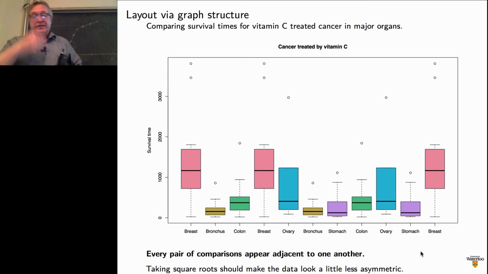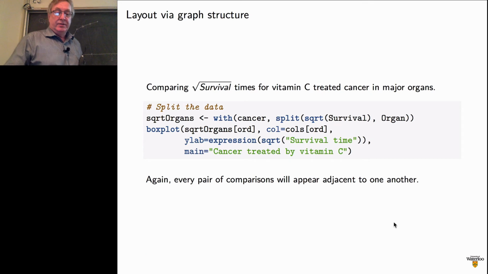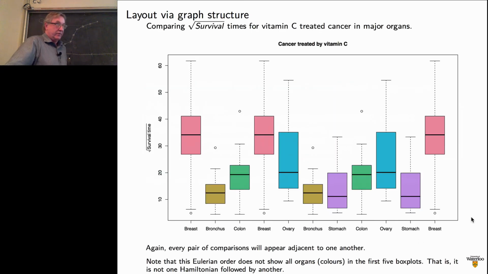And I'm going to just take the square root, since they're skewed out like that with long survival times. I can take the square root of these and just do that again. So there's what it looks like for square root of survival time. Make these things a little more symmetric looking. Okay? Any questions?